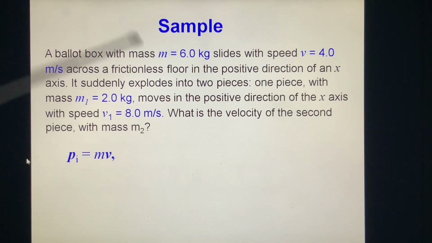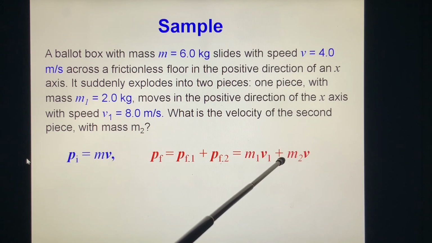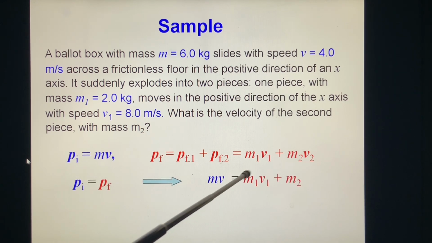We know in this case there is no external force. P initial equals mv, one piece. P final, you have two pieces, okay? Two pieces: m1v1 plus m2v2. Since they are isolated, no external force, P final equals P initial. It means we get mv equals m1v1 plus m2v2.